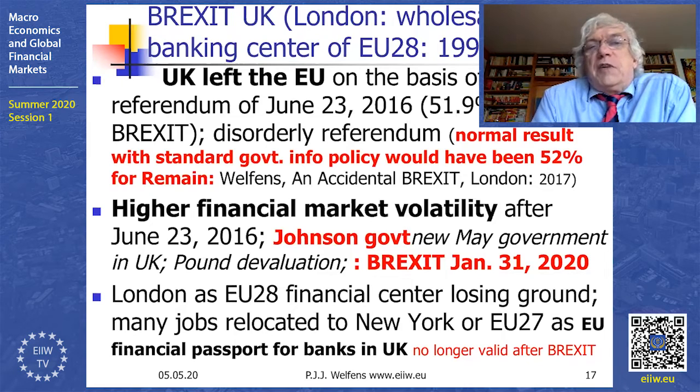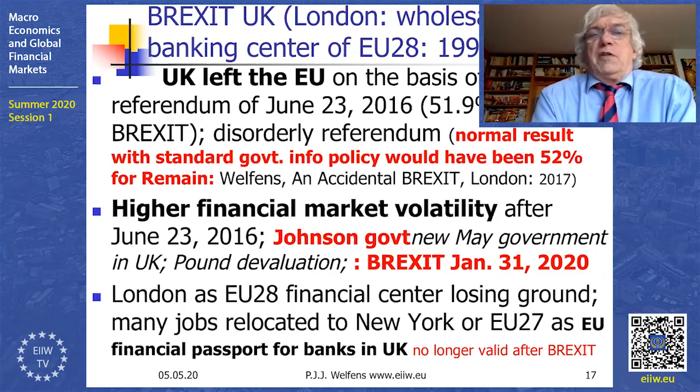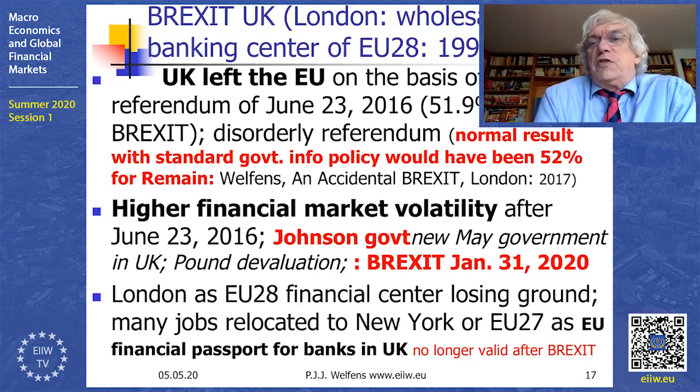Okay, to some extent, Brexit simply is a political decision, so we don't have to discuss this very much. But on the other hand, I think it's a strange referendum. It was a strange political process, and I actually would say it's a disorderly referendum, because we can easily figure that the normal result with standard government information policy, in this case from the Cameron government, would have been a 52% majority for Remain, and you can read more about this in my book, An Accidental Brexit.